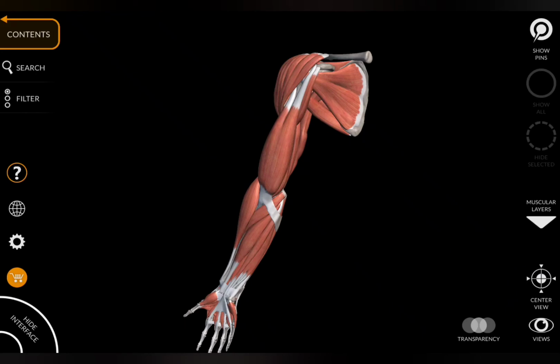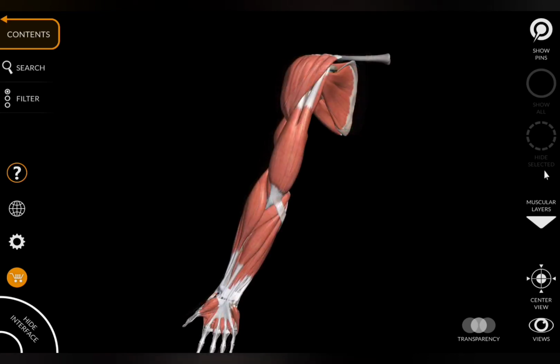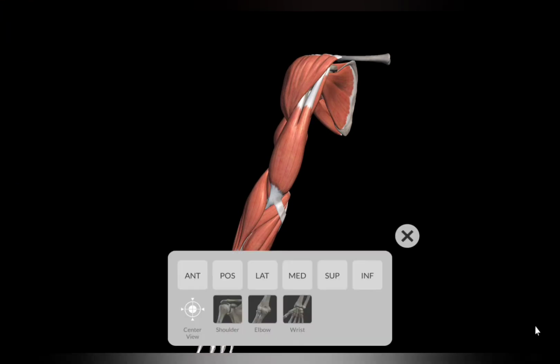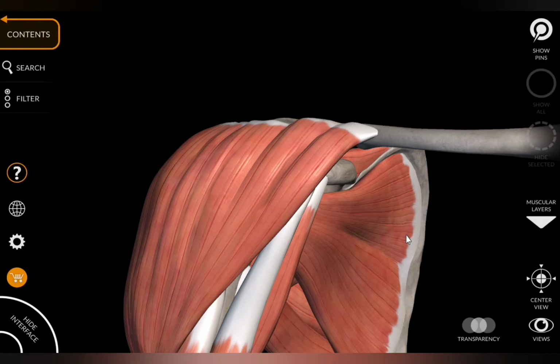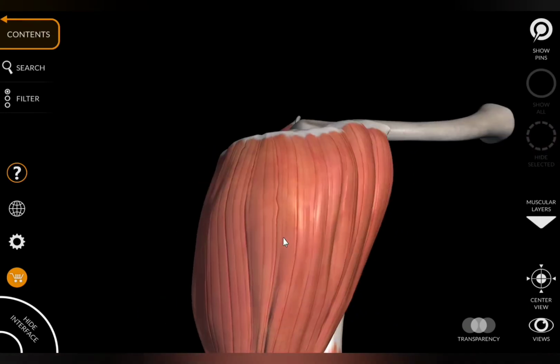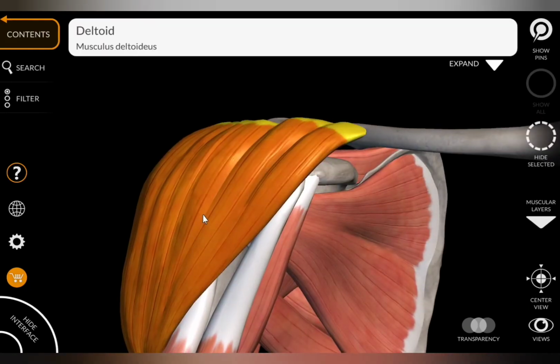In this video, we are going to discuss the muscles of the upper limb. So first, let us take a look at the muscles in and around the shoulder joint. The first muscle we are going to look into is the deltoid muscle.